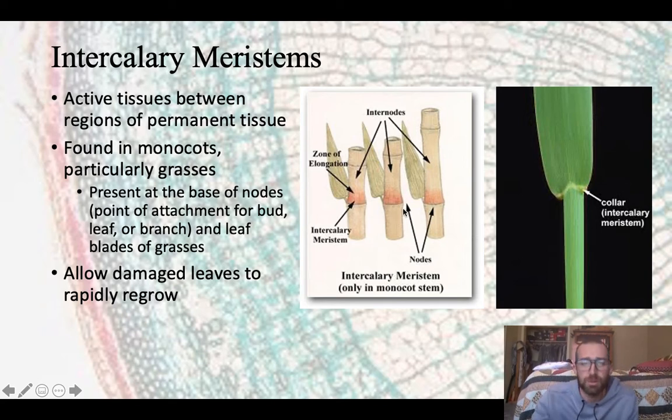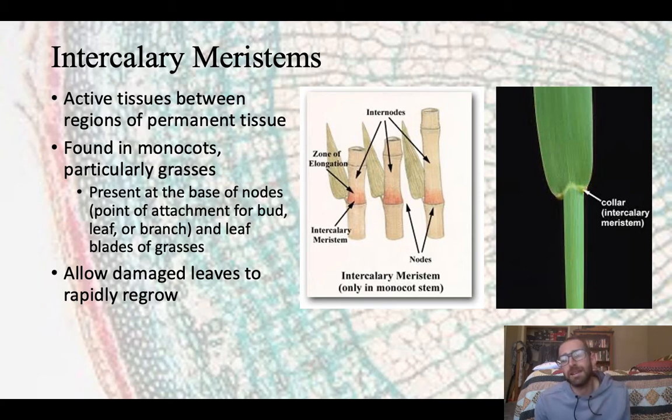So, and this is where you will find your intercalary meristems. Right, example is right here. That is intercalary meristematic tissue. Now, the importance of our intercalary meristems is that they allow for damaged leaves or damaged tissue to rapidly regrow.